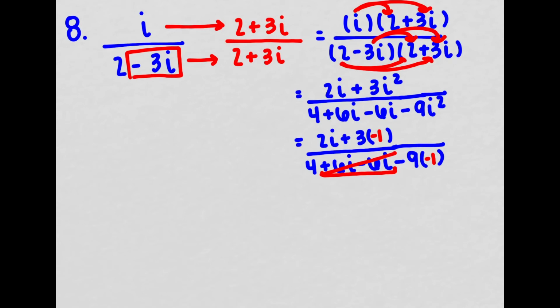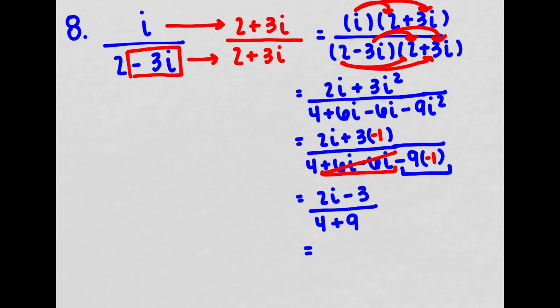So if I simplify further in the top, I have 2i, and I have a positive 3 times a negative 1, so minus 3, over, you have 4, and you have negative 9 times negative 1, sorry. So it's a positive 9. We can simplify just a little bit further, and I have 2i minus 3 over 13.